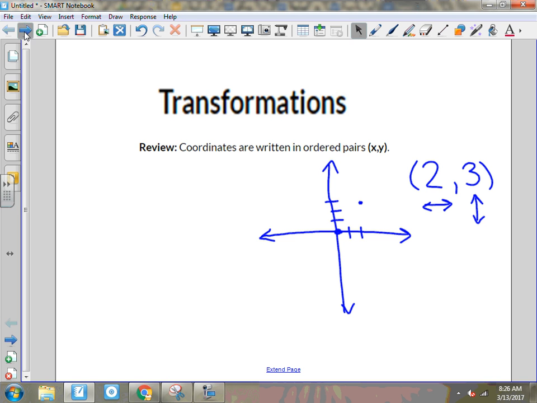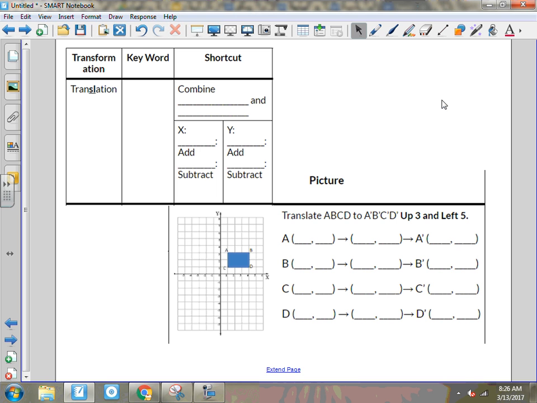So our first transformation that we're going to go over is called a translation. And I actually put a clue in the word there that SL is a clue that our key word is slide. You can see that there's an SL in that word as well. So we've got a shortcut that's going to help us figure out our answers here. Our shortcut is that we combine the coordinate.